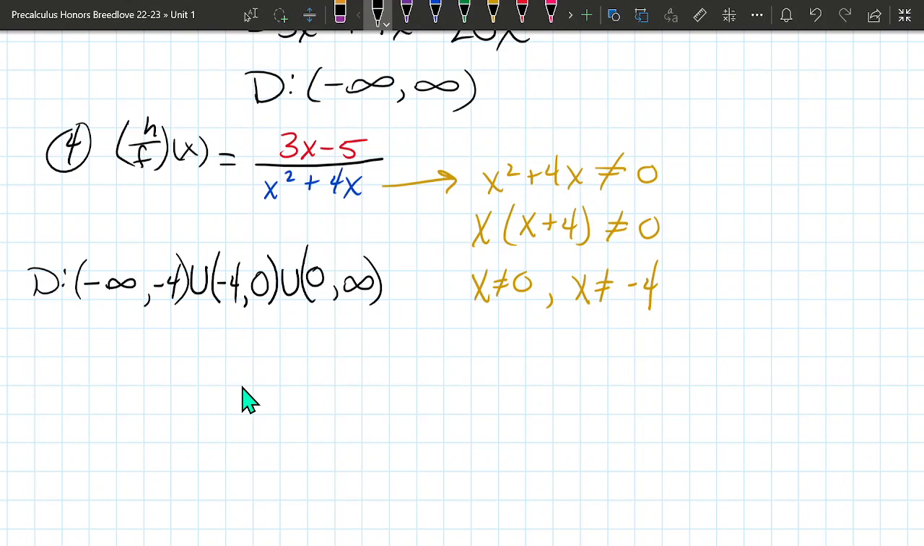Isn't the U like you say or? Or do you say union? You say union? Oh, I thought you said like the U represents or. Is this free now? Oh, yes.